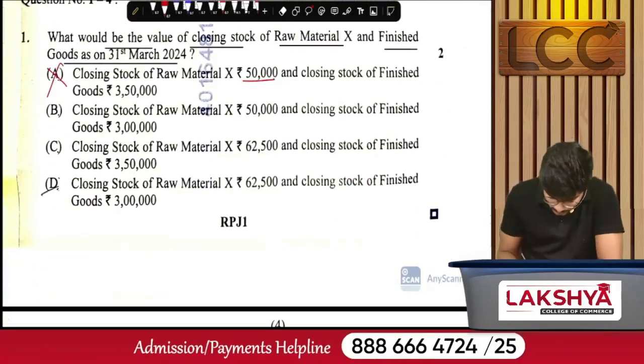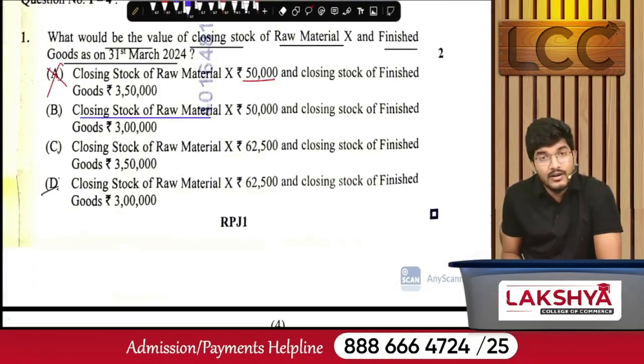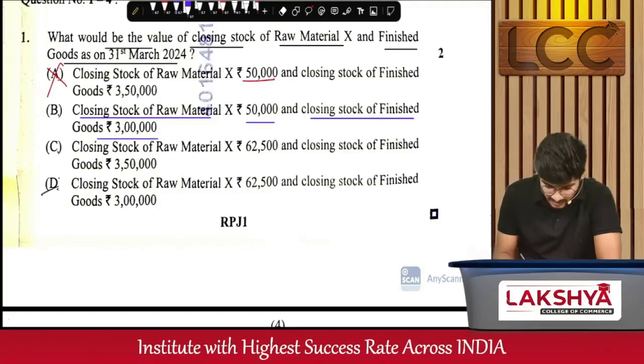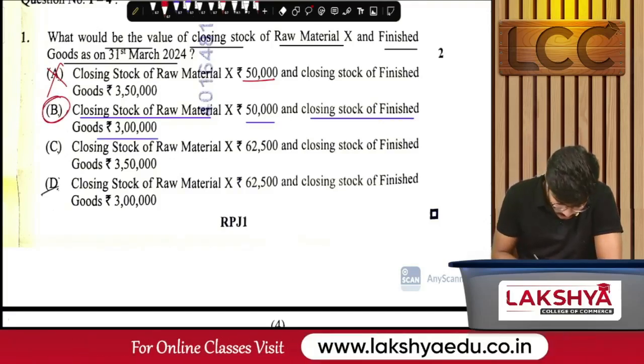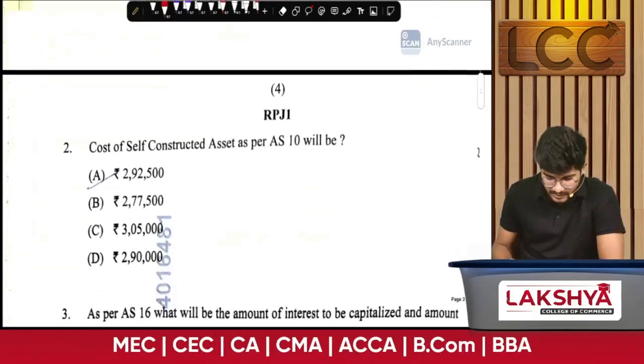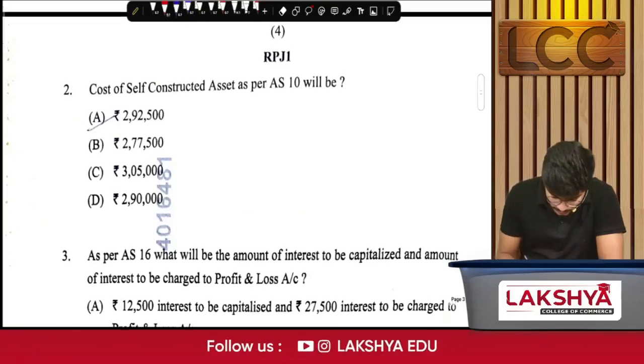And option 2, closing stock raw material X is 50,000 and the closing stock of finished good is 3 lakhs. So the correct answer is option B. Done. So that is about the first MCQ. Next, for the same case, the second MCQ.